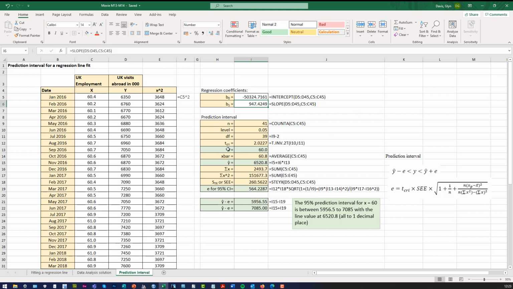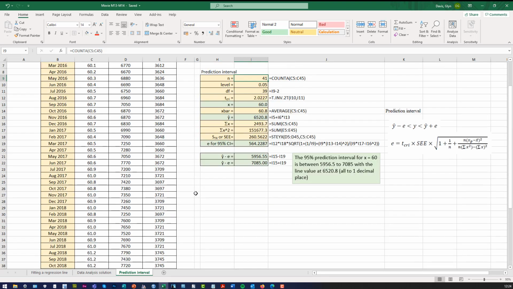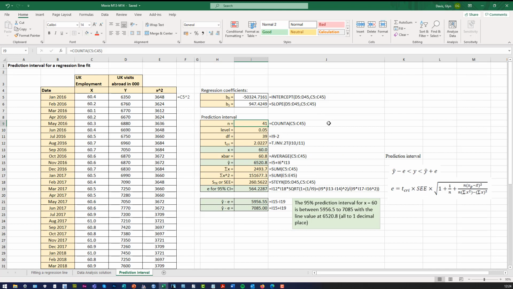Okay, so if we know that x is equal to 60, and we want that prediction interval, confidence interval, for x equal to 60, a range of values, using this equation here and this equation here, then you can see that we need to know n, the number of paired numbers. So we can use the Excel function COUNTA from C5 to C45. And that gives us that we have 41 paired values.